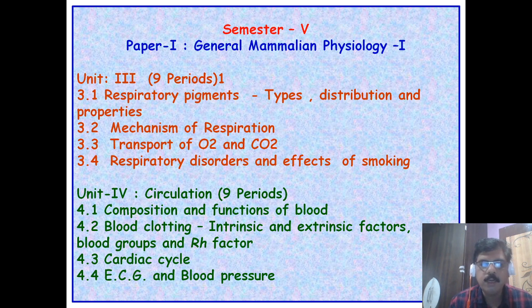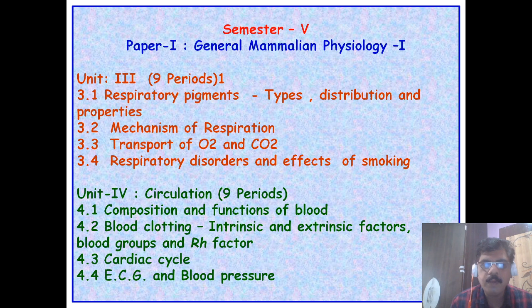Then Unit 4 deals with circulation. The 4.1 is composition and functions of blood. 4.2 is related with blood clotting, intrinsic and extrinsic factors, blood groups and Rh factor. 4.3 is related with the cardiac cycle, and 4.4, that is ECG and the blood pressure.